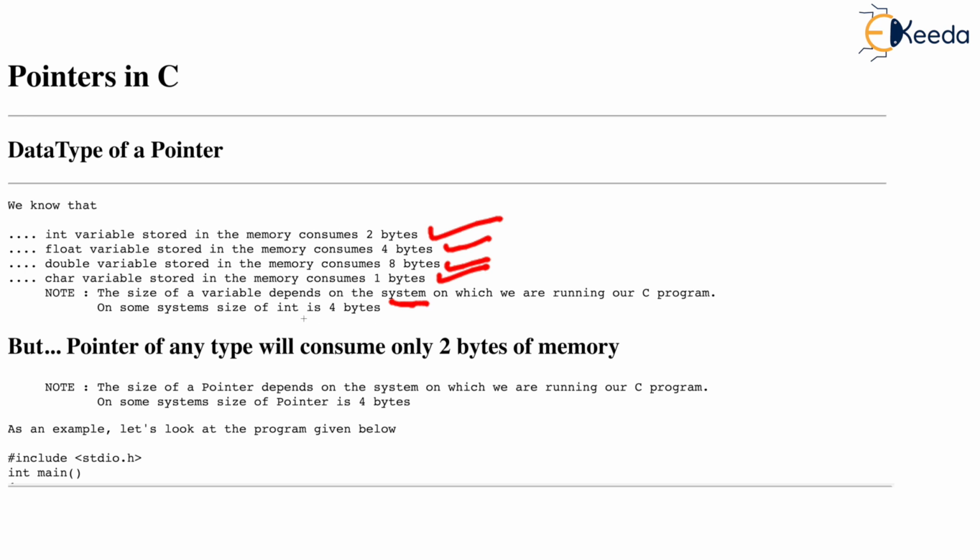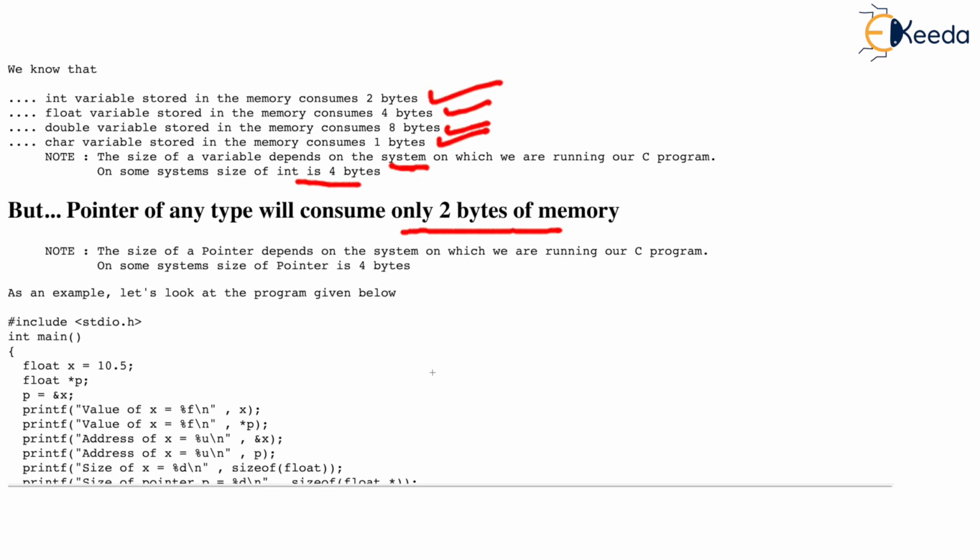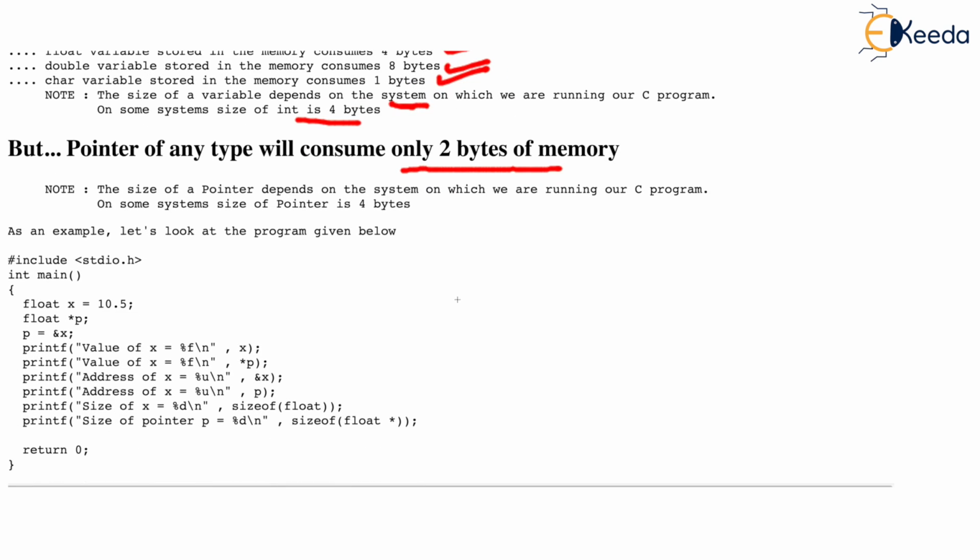On some systems, int is 4 bytes. But then pointer of any type will always consume 2 bytes. Anyway, this also depends on system. On some systems, every pointer will consume 4 bytes. Okay. Now, just check this code again. You should be very quickly able to find out what is the output of this code.